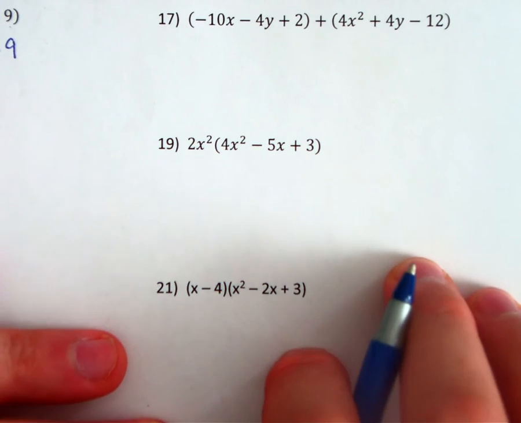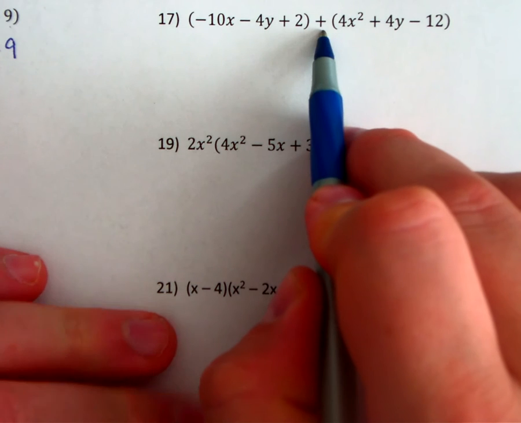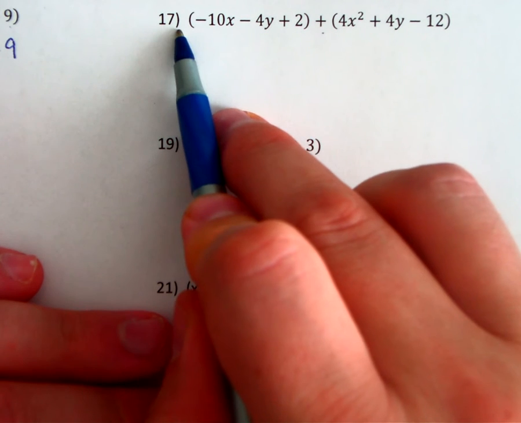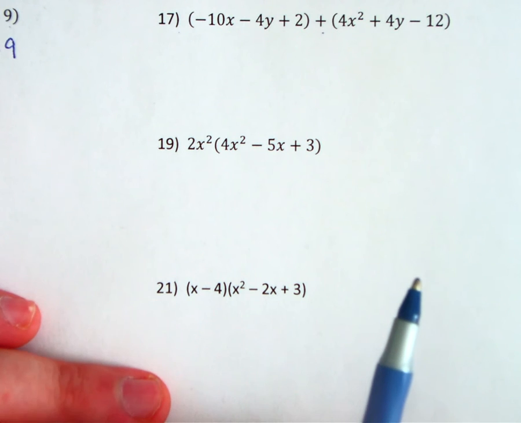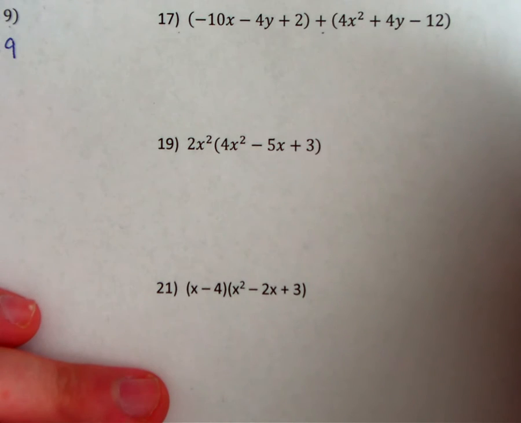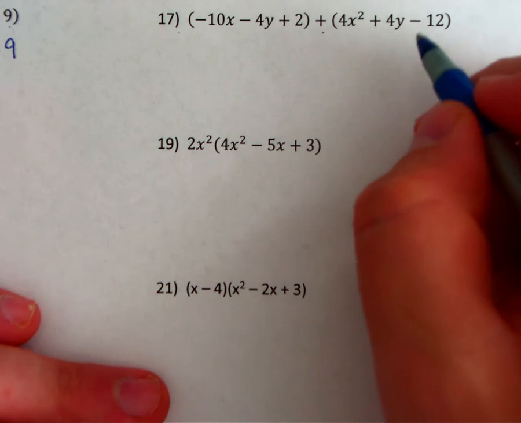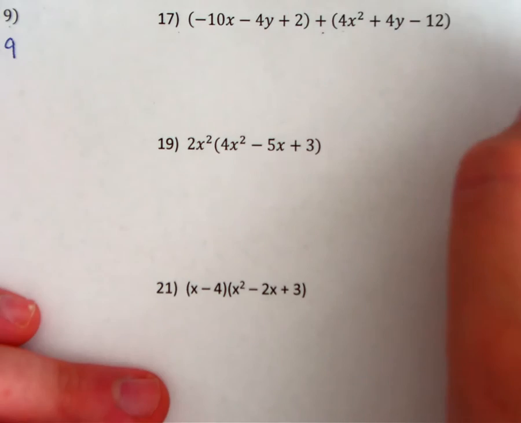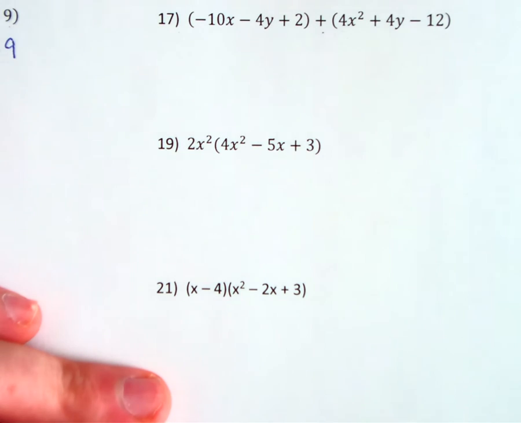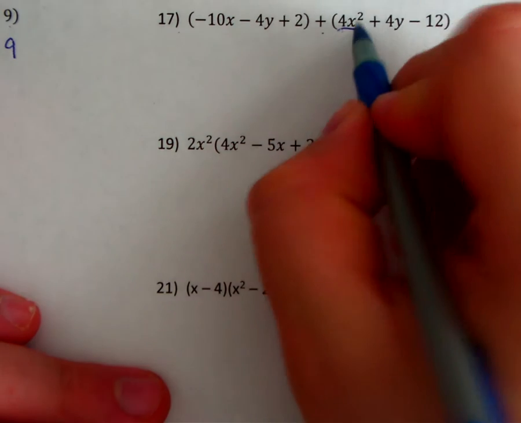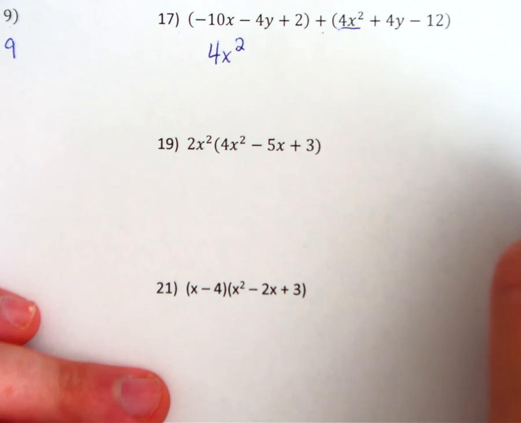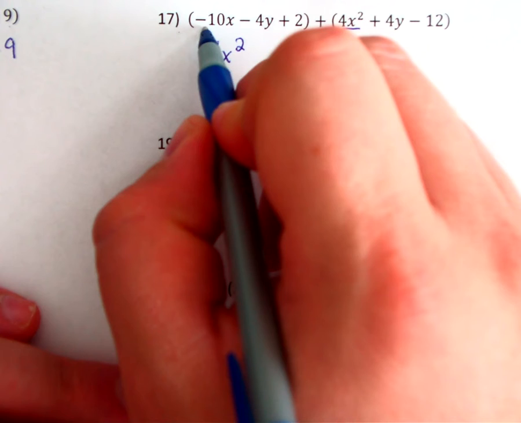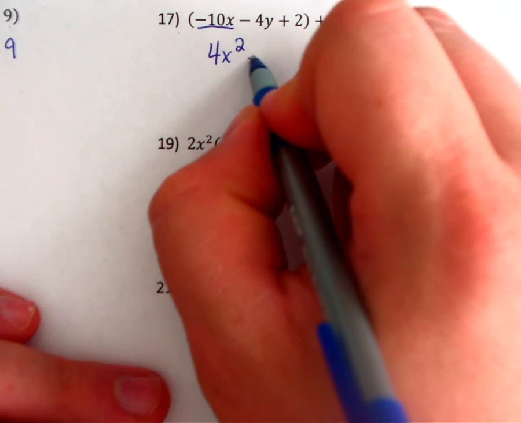Number 17. Well, now we're just adding two trinomials, and they are both positive. All right. That means all I really need to do is combine my like terms. If you need to bring these out and put them in some sort of order, that's fine. It's always beneficial to have them in order by their exponential power. So we have 4x squared. Next, I would probably do the x's because x comes before y, so minus 10x.